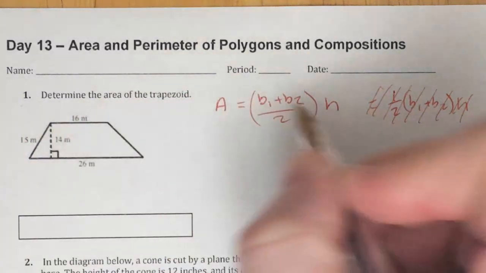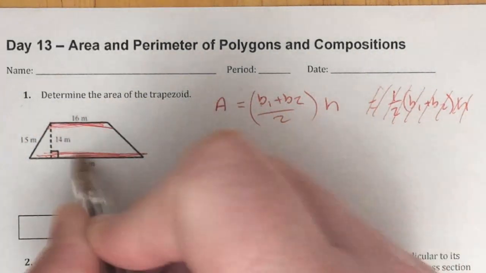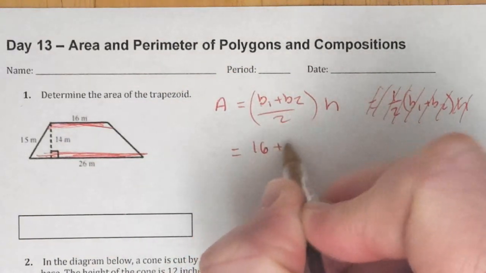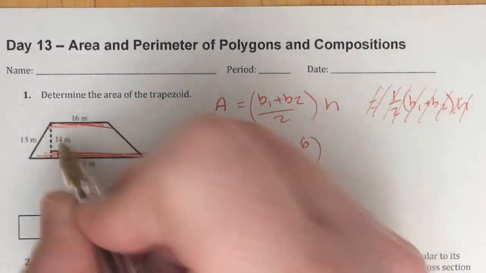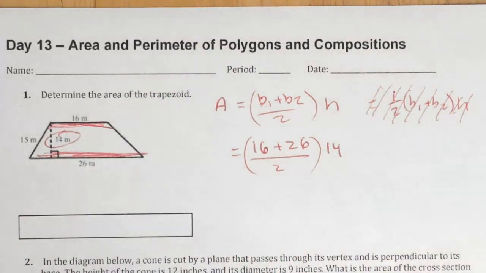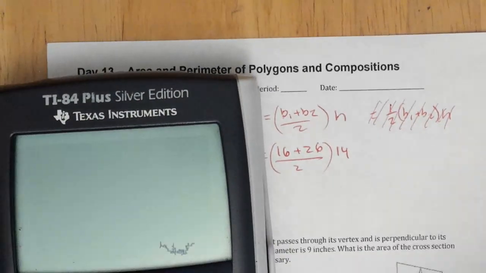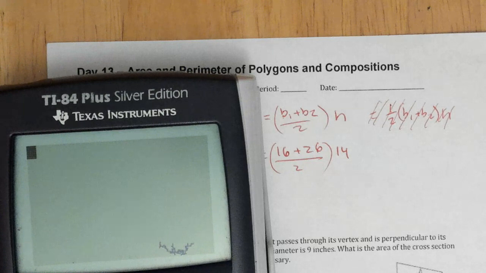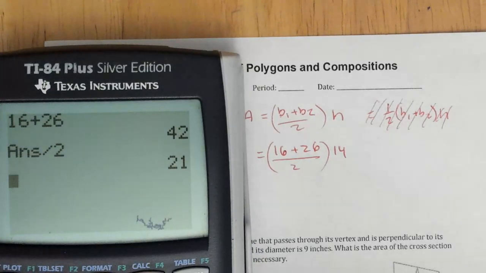All right, so what are the bases? The bases are the parallel lines. So this right here and this right here, those are the bases. So you have 16 plus 26 all over 2, and then you multiply by the height, which is that 14. Okay, now be careful. You have to do the top all by itself first. That's the whole point. So you have to do 16 plus 26 equals, then divide by 2, and you get 21.